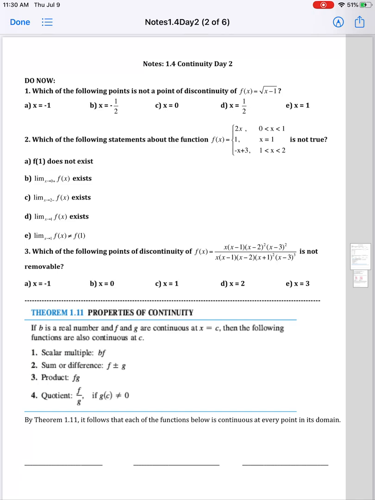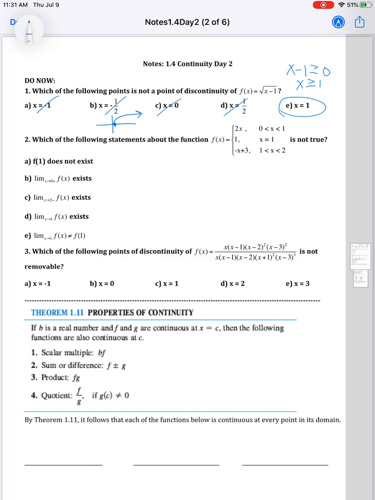So it says, which of the following points is not a point of discontinuity? So according to this, it's a square root function. We take the value that's underneath the square root function, x minus 1, and we know it has to be greater than or equal to 0. So x has to be greater than or equal to 1. So it says, which of the following points is not a point of discontinuity, which means it is included in the graph. Well, process of elimination, if x has to be greater than or equal to 1, -1 is out, -1/2 is out, 0 is out, 1/2 is out. Therefore, x equals +1 is our answer, because the graph of this starts at 1 and it goes to the right.